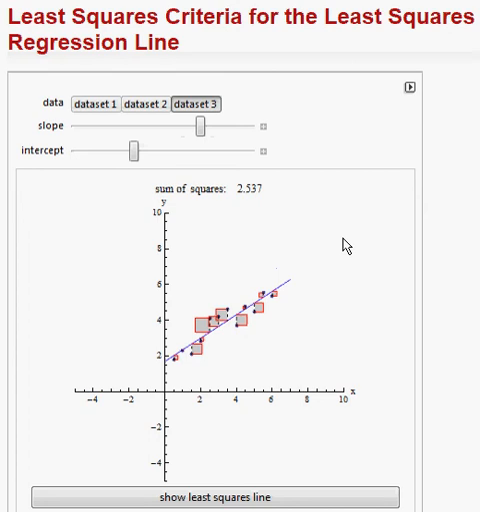So you can see that visually the least squares line, that the slope and intercept are determined in such a way that sums of squares of residuals is minimized.